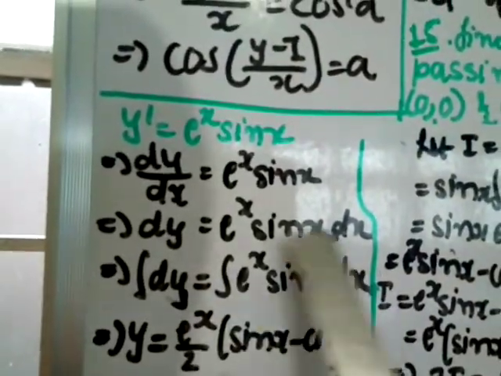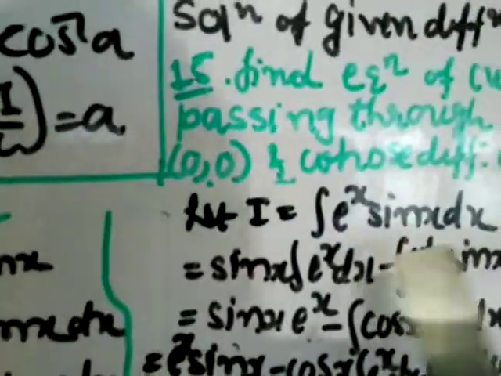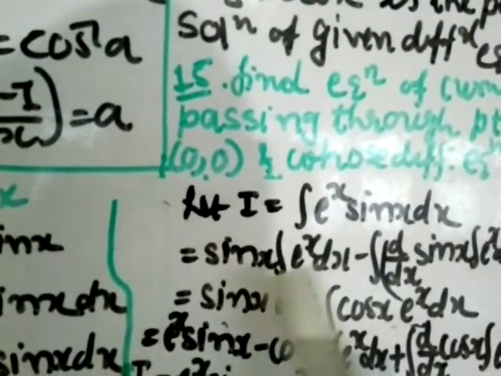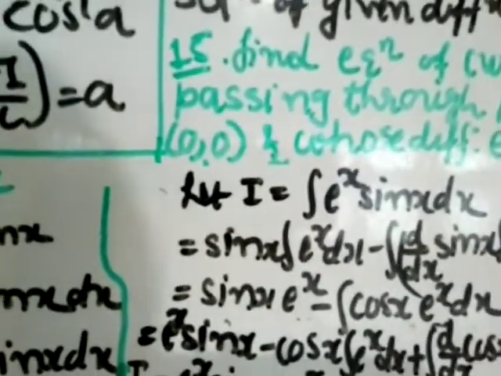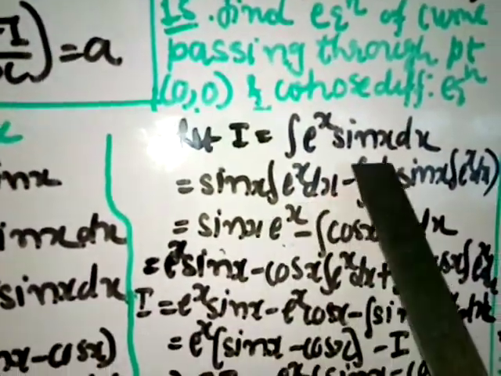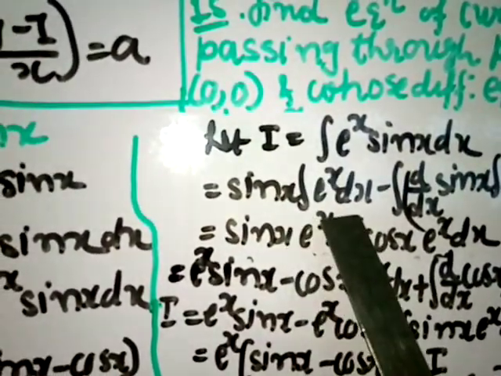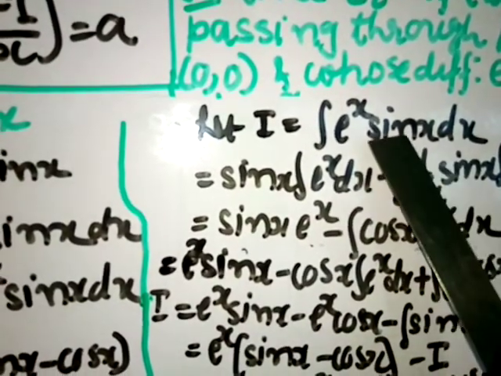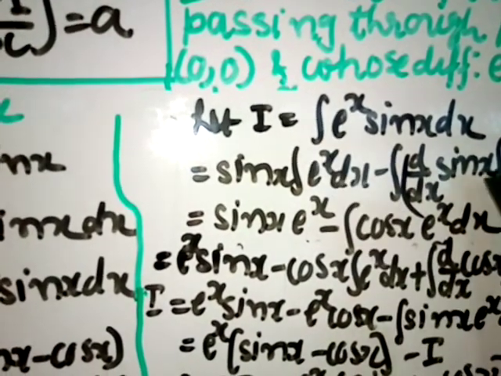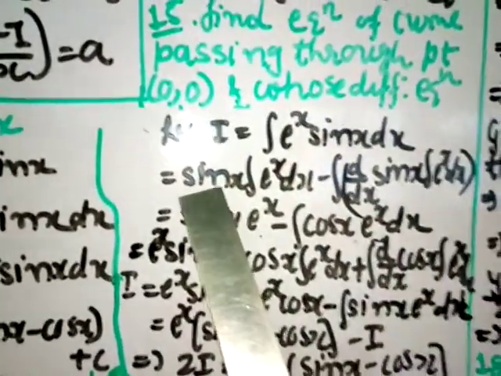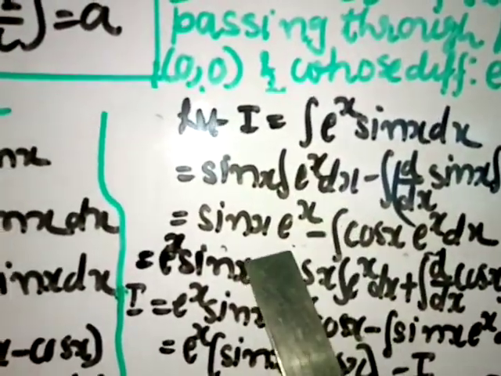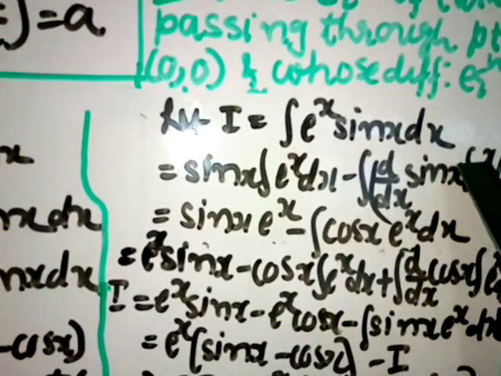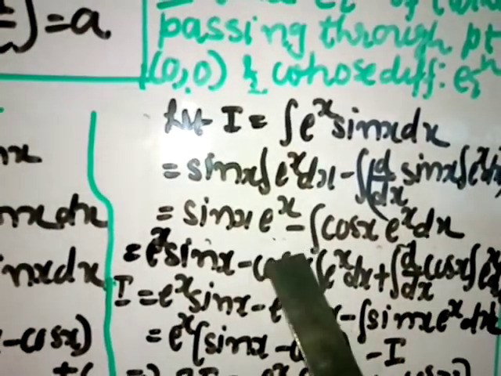Now let us call this I and integrate separately. So I = integral e power x sin x dx. Now here we will do integration by parts. So sin x as it is, integral of e power x dx, minus integral of d/dx of sin x, the differential of this, into integral of e power x dx. Sin x as it is, integral of e power x is e power x, minus derivative of sin is cos, integral of e power x is e power x, and again you have to integrate.